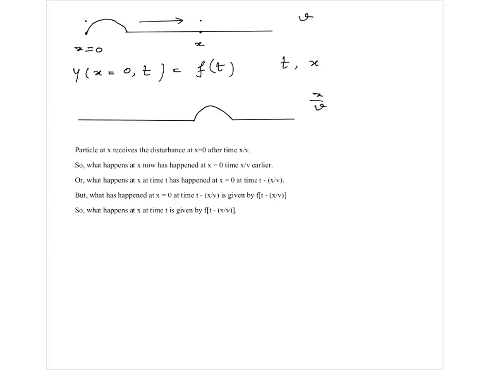So the equation of progressive wave is f of t minus x by v, where f of t is the disturbance of the particle at x equal to 0. If f of t is the disturbance of the particle at x equal to 0, then for any general particle x, this would be the disturbance, and that disturbance itself is the equation.